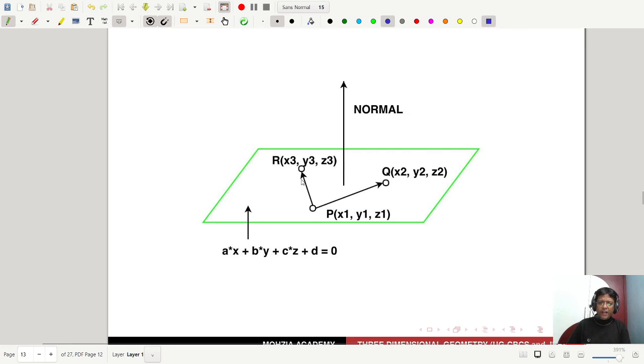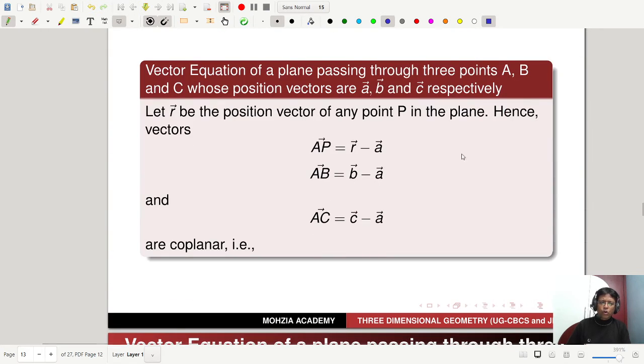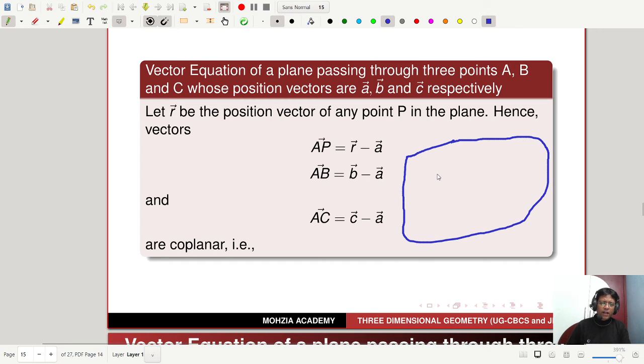So we can talk about 3 vectors. These are the points, right? And this is the normal vector. Let me explain. Suppose this is the plane, and you have point A and B, non-collinear points, actually 3 non-collinear points, A, B and C.